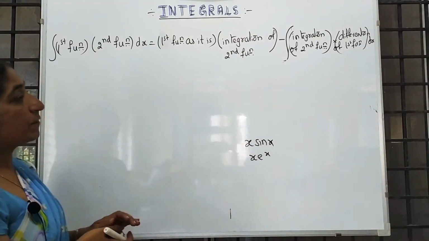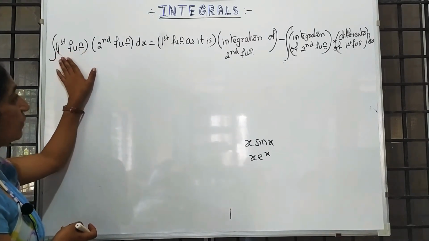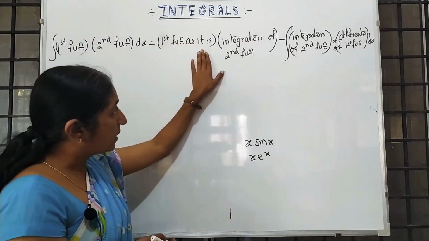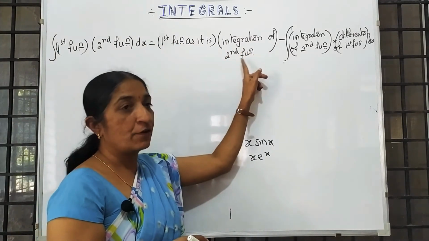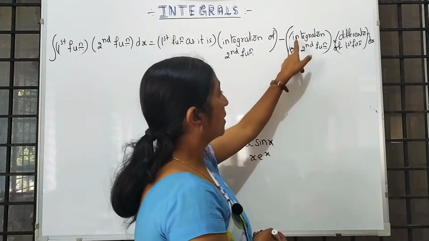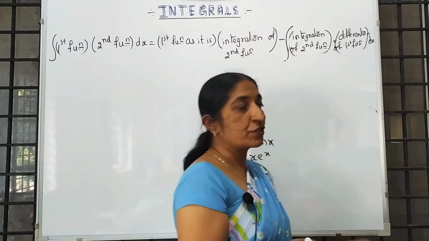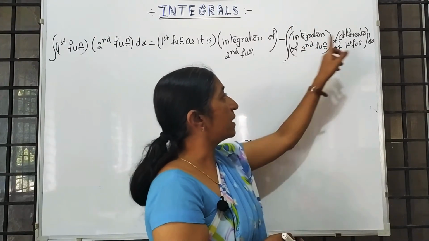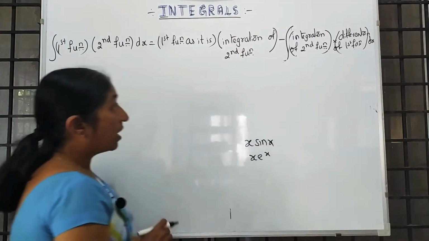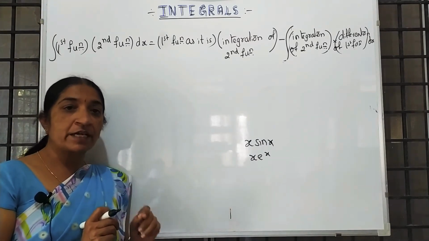So once again I am repeating: when the two functions are there, you have to identify the first function and the second function. First function keep as it is, integration of the second function, minus integration sign, integration of the second function into differentiation of the first function, and for this integral sign here it is a dx. Now the question arises, how to identify which one is the first function and which one is the second function.